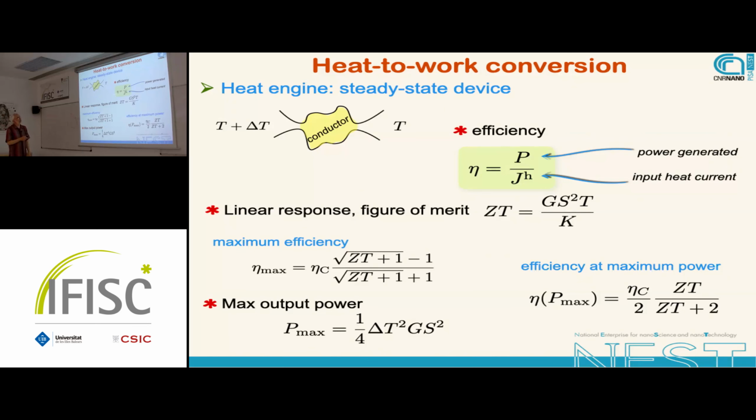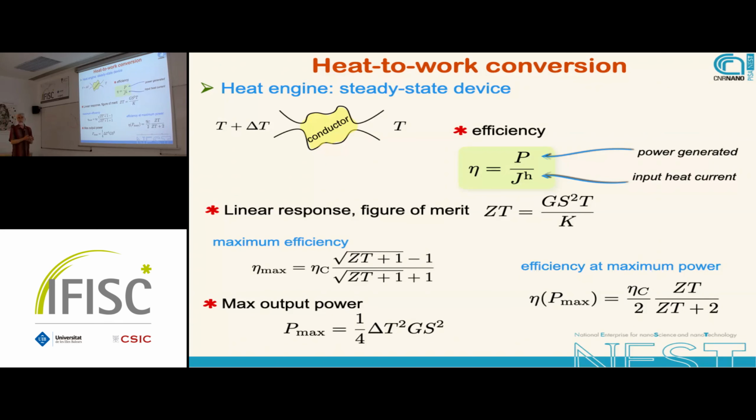So in order to make sense, the power must be positive, of course. What is interesting is that in the linear response, all the performance of these heat engines is determined by a single figure of merit, this ZT figure of merit, which is written just in terms of the transport coefficients I was just defining. So the conductance, the thermal power squared, and the thermal conductance.